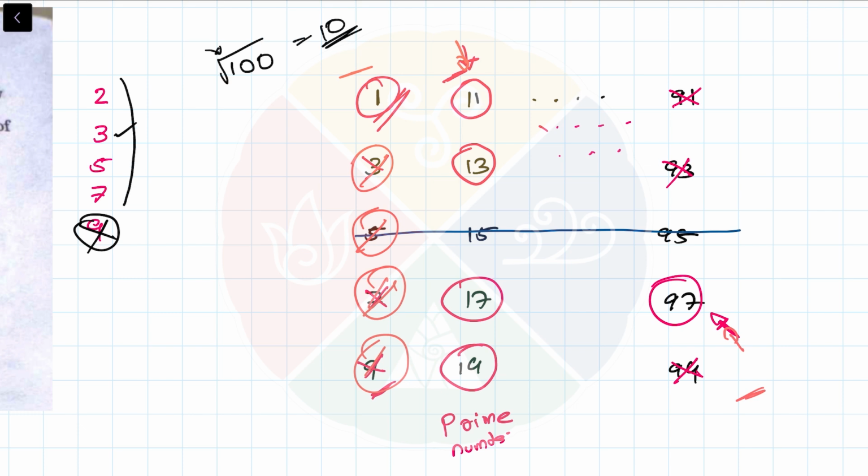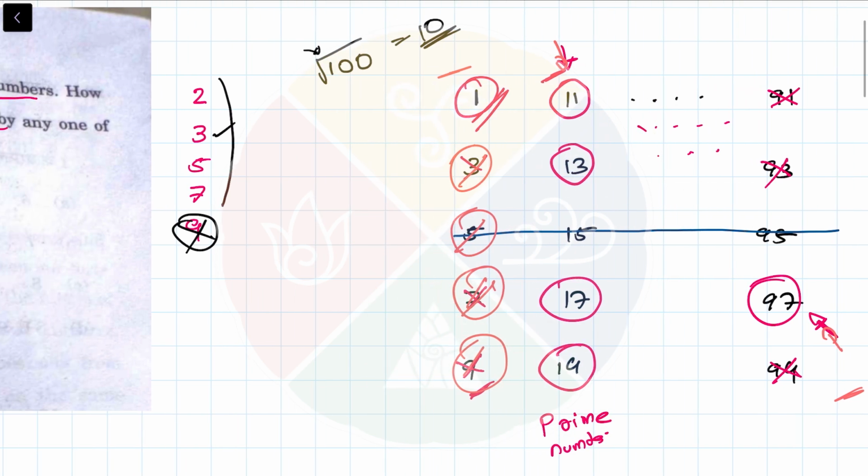All the prime numbers till 10 are 2, 3, 5, 7. If any number from 1 to 100 is not divisible by 2, 3, 5 and 7, that automatically makes them prime numbers. So we are basically looking for the prime numbers.